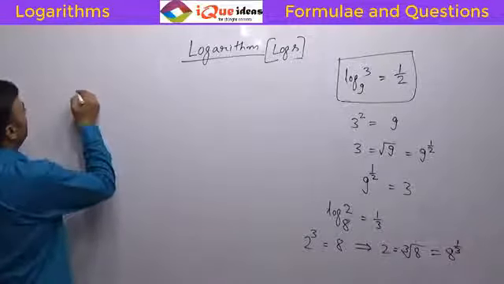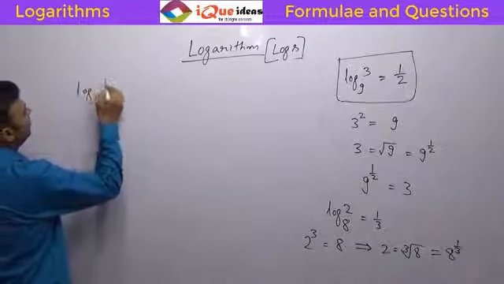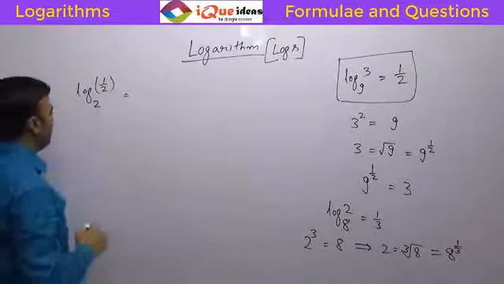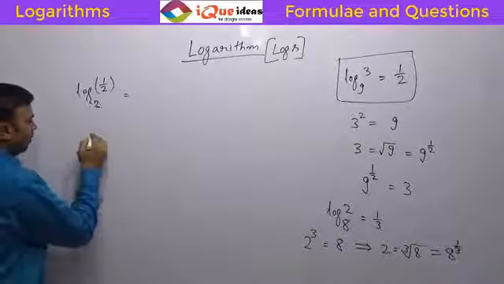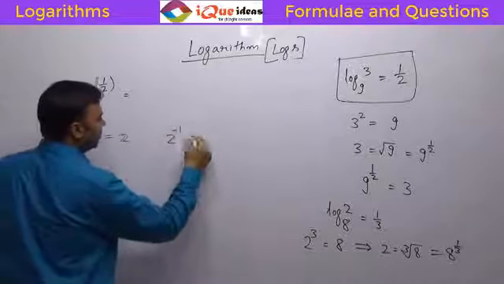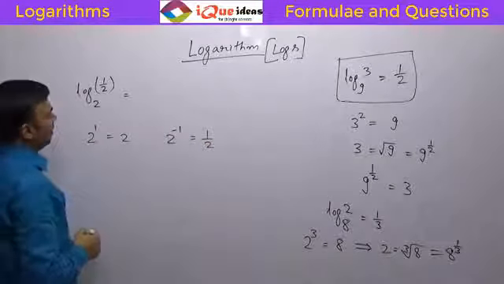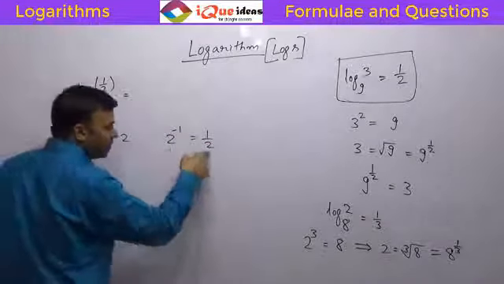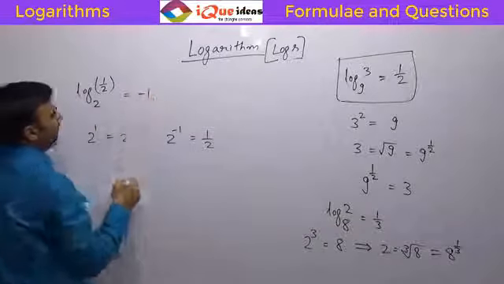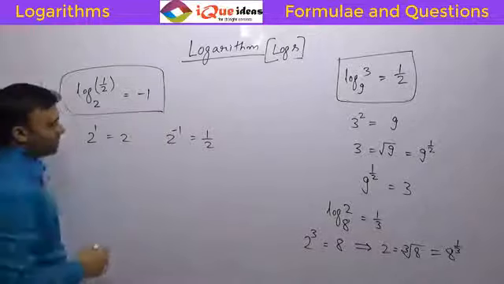Suppose we have log of 1 by 2 to the base 2. How much is this? Now how do we do this? Let's see. We know 2 to the power 1 is equal to 2. We know 2 to the power minus 1 is equal to 1 by 2. Alright. And we have to find log of 1 by 2 to the base 2. Now log of 1 by 2 to the base 2 will be equal to minus 1. So the power is minus 1.